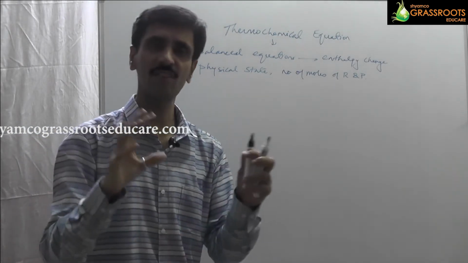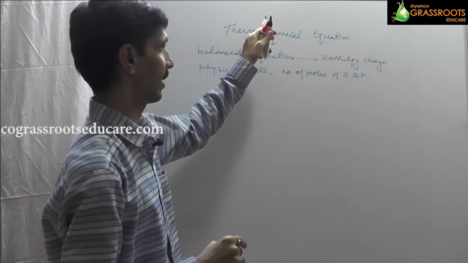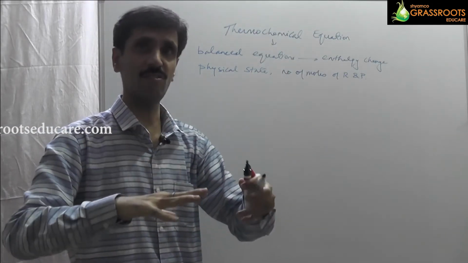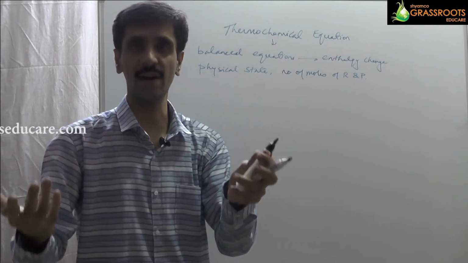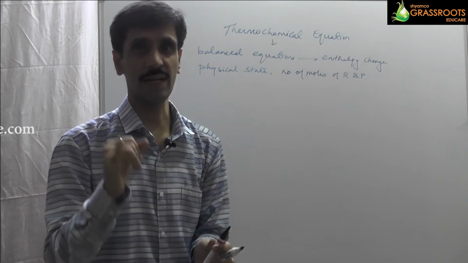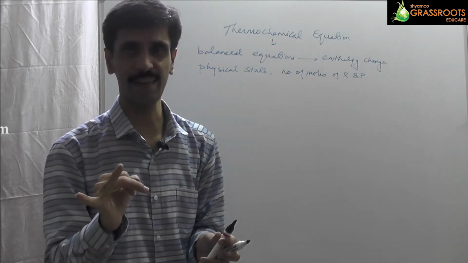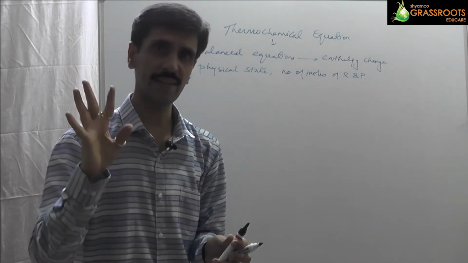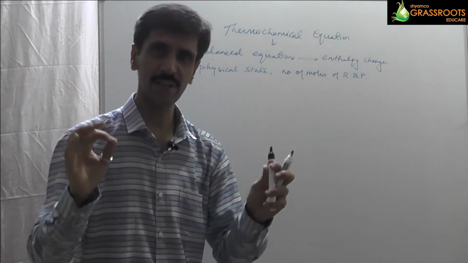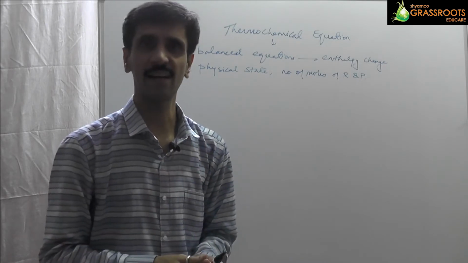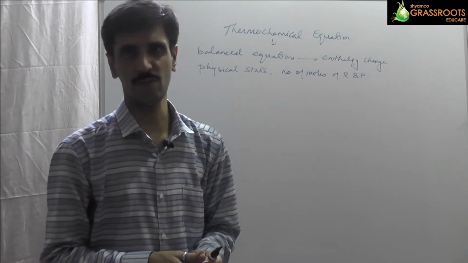So in simple words, thermo is all about heat. That means we talk about enthalpy. So the enthalpy changes taking place in a chemical equation is basically called a thermochemical equation. It has to be balanced, it has to contain the enthalpy change values, it needs to contain the physical state, and it needs to contain the number of moles of the reactants as well as products. So this is what we call a thermochemical equation.